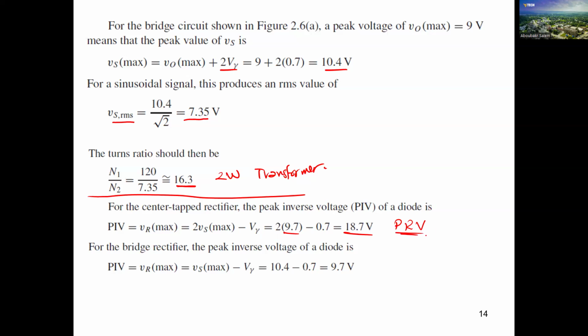For the other configuration, the peak reverse volt is going to be VR maximum equals VS maximum minus V gamma, so 10.4 minus 0.7, which is 9.7 only. So this is the peak reverse volt. Can you see, guys? The diode in the center tap needs almost twice the voltage magnitude of the diode in the bridge configuration.